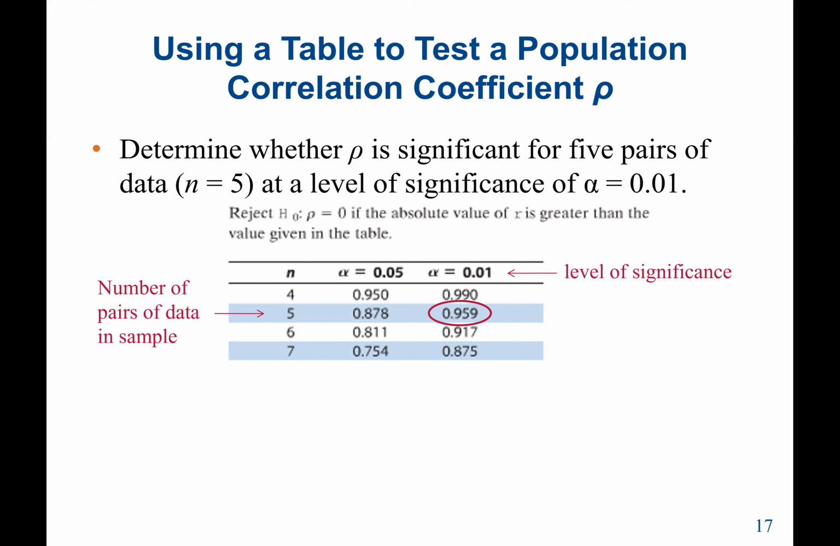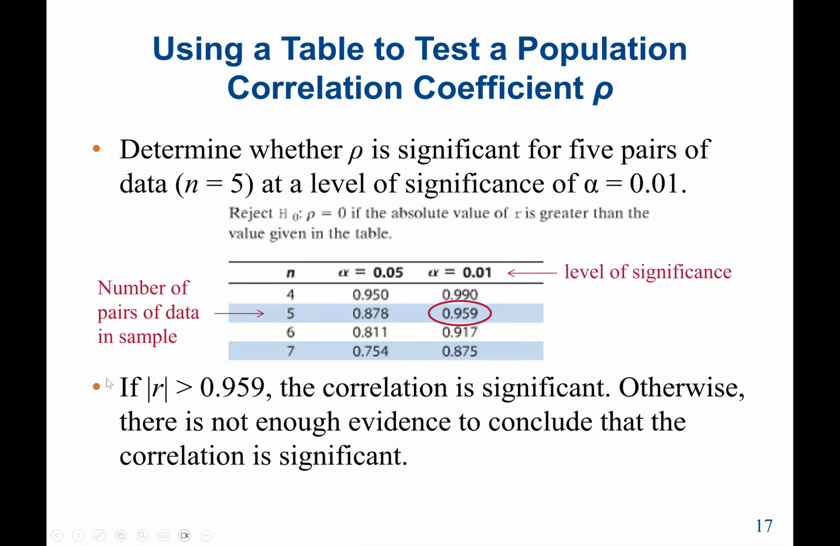Your question again said, determine whether rho is significant for 5 pairs of data, which is N equal to 5, at a level of significance of alpha equal to 0.01. So here we say we are going to reject H0 (rho equal to 0) if the absolute value of R, again, is greater than the value given in the table. So since R is greater than 0.959, we will say that the correlation is significant. Otherwise, there's not enough evidence to conclude that the correlation, again, is significant.